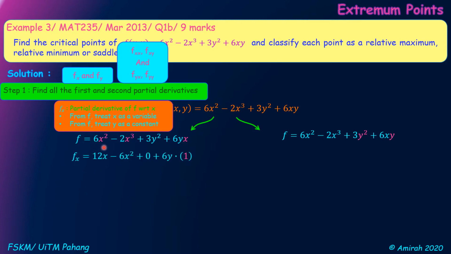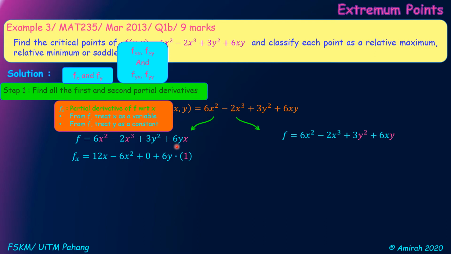When we differentiate 6x squared, x is a variable, so we have 12x. And then minus, when we differentiate 2x cubed, x is a variable, so we have 6x squared using the power rule. And then when we differentiate 3y squared, y is a constant, so constant times constant is constant. When we differentiate a constant, it equals 0.